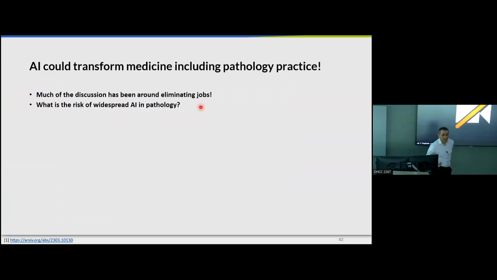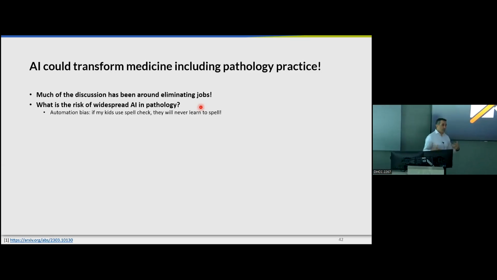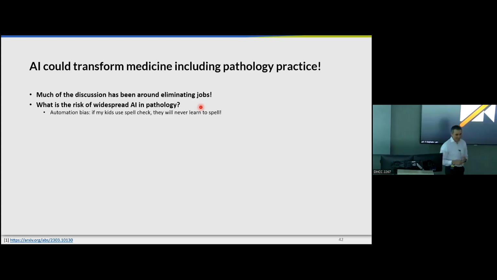there is a lot of question about AI eliminating jobs. What's going to happen? And I think most of it has been around eliminating jobs, but I think we need to look at a positive aspect. People may ask, what is the risk of widespread AI in pathology, specifically on the diagnostic side? I think the predictive tests still have value, whether you do genomics or AI, that's not going to replace pathologists. But people may think that really good diagnostic models will replace pathologists. But I don't think that's going to be the case.